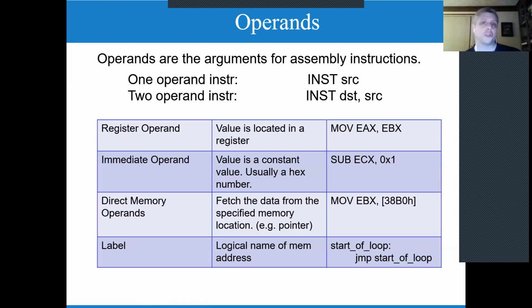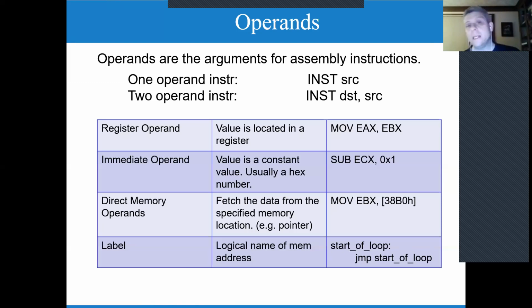First is a register operand. You can have a register specified there, which means that the value that's going to be manipulated or read is located in that register. So here we have a move instruction, move EAX, EBX. This is an example of a register instruction. The values being manipulated are within the registers.